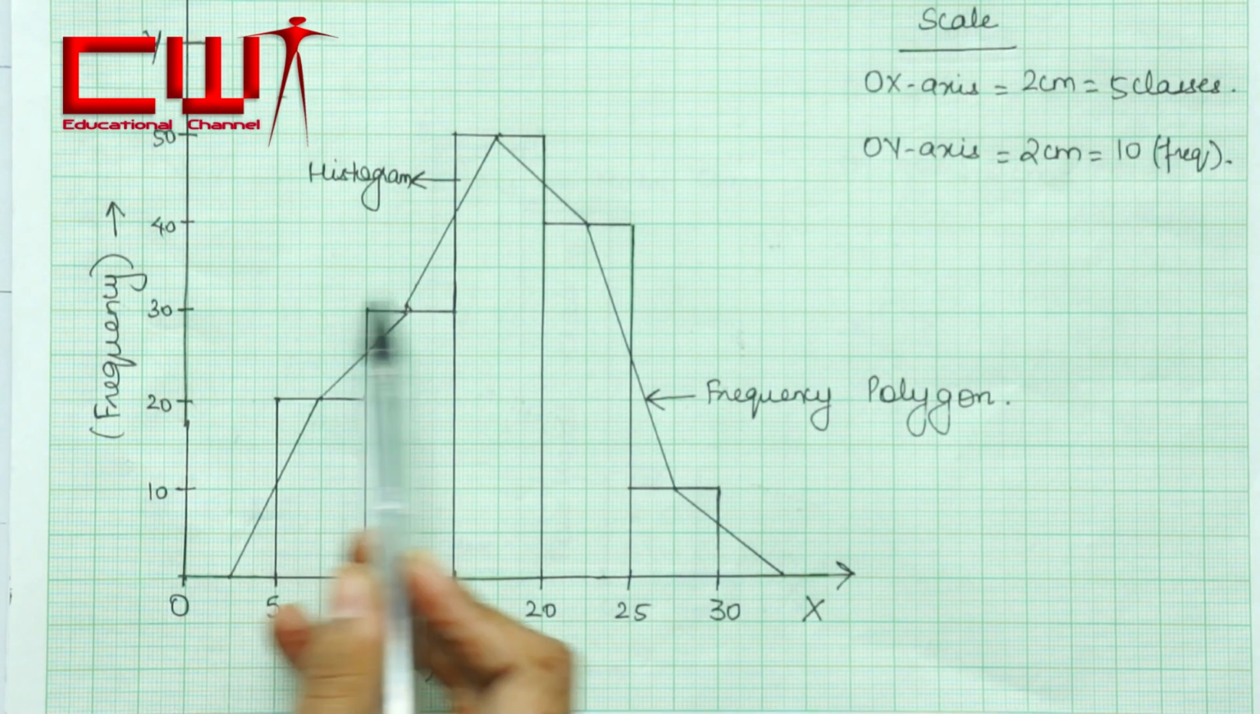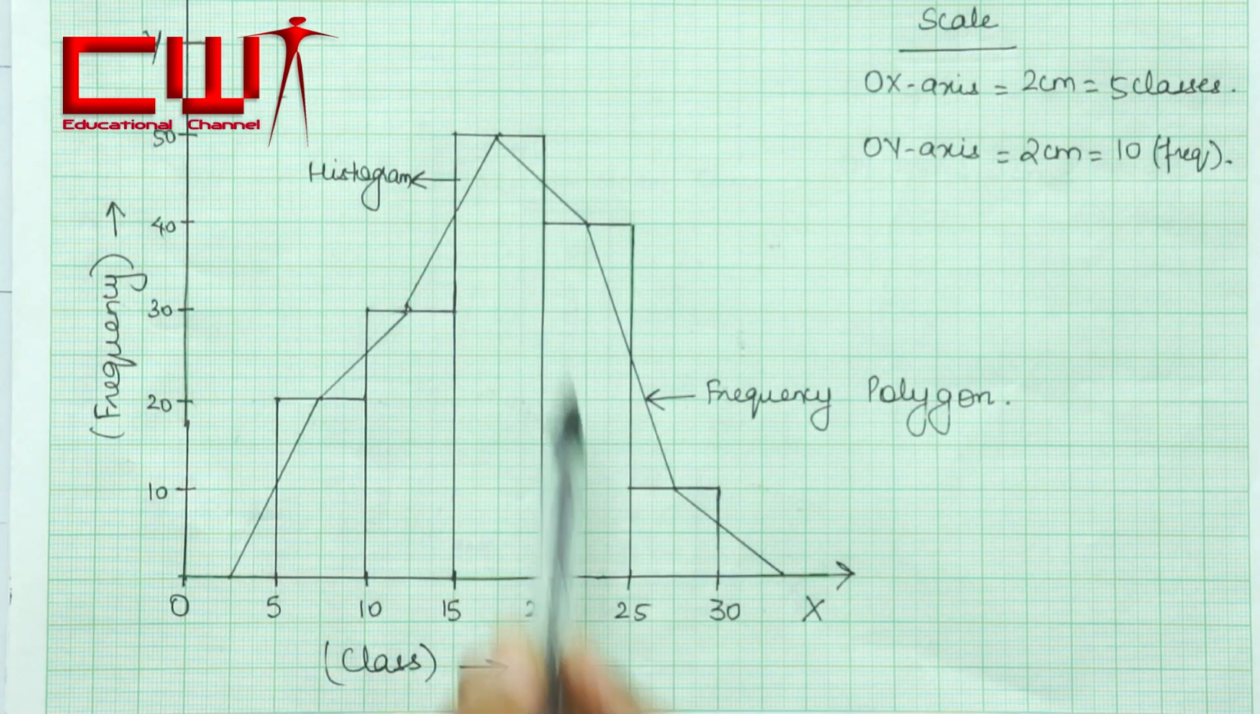5 to 10, 10 to 15, 15 to 20, 20 to 25, 25 to 30. This will be the plain or simple histogram that is asked in the question. Second, what they ask is to draw the frequency polygon. How will you draw the polygon?